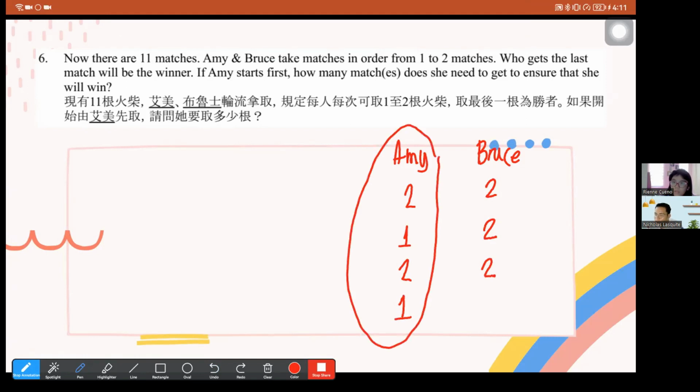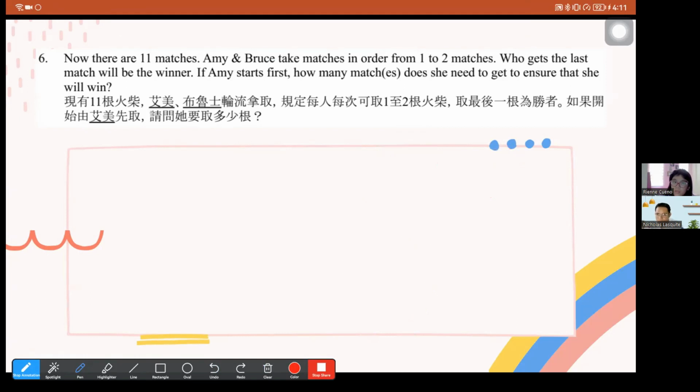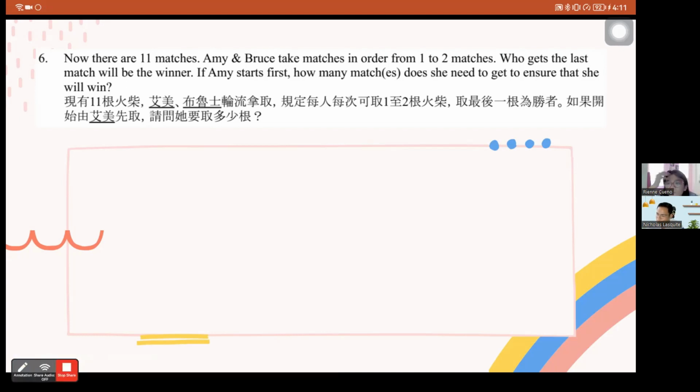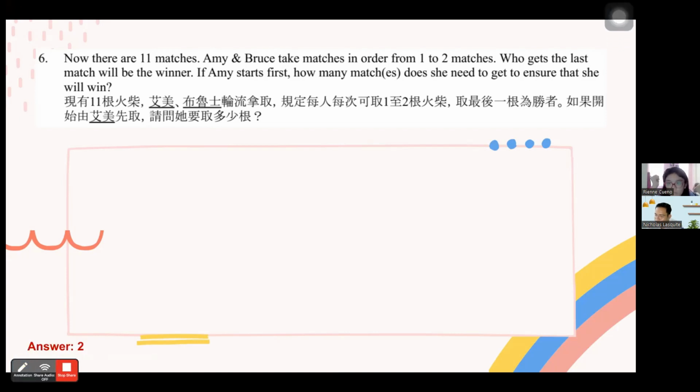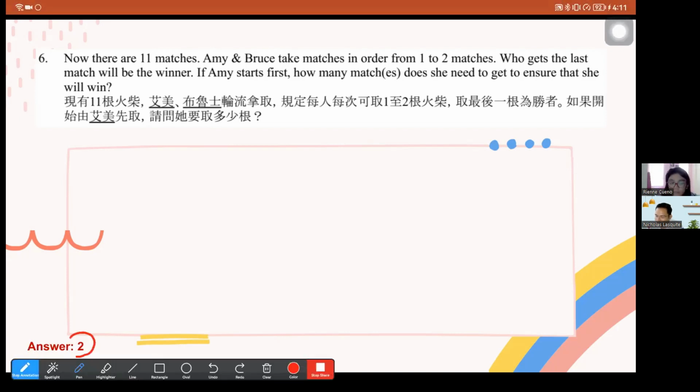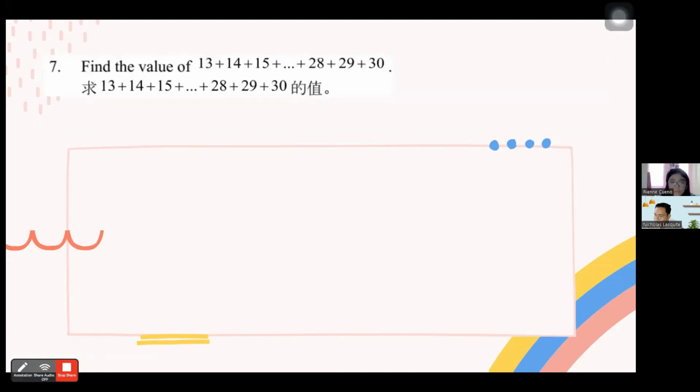So if you try to do the listing, it will take you time, but then you will realize in the process that if Amy takes one match on the first part, she will lose. So as much as possible, she will take two. Okay, so we have two here. Those types of questions are very good because we played games like that back in primary school.